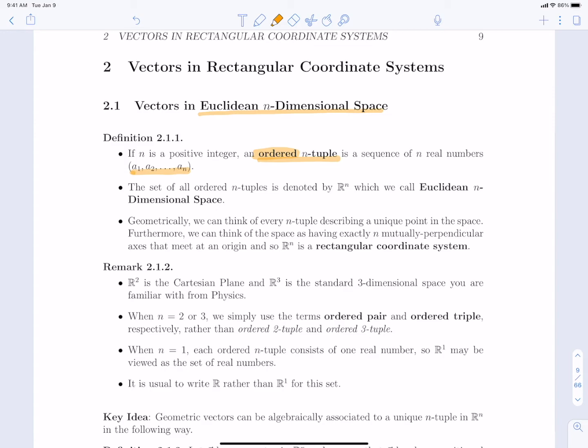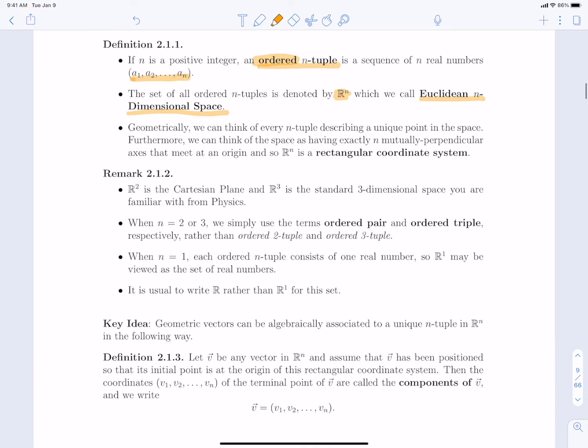So all ordered n-tuples are denoted by Rn, just like we saw at the beginning of the unit, and they're called Euclidean n-dimensional space. Now, geometrically, we can think of n-tuples as describing unique points in space, or lines in space, or planes in space. And we can look at these on rectangular coordinate systems, but we really look at these on rectangular coordinate systems in 2 and 3 dimensions, because if you can figure out a very awesome way to show these in higher dimensional space, then you're going to win a Nobel Prize in physics.